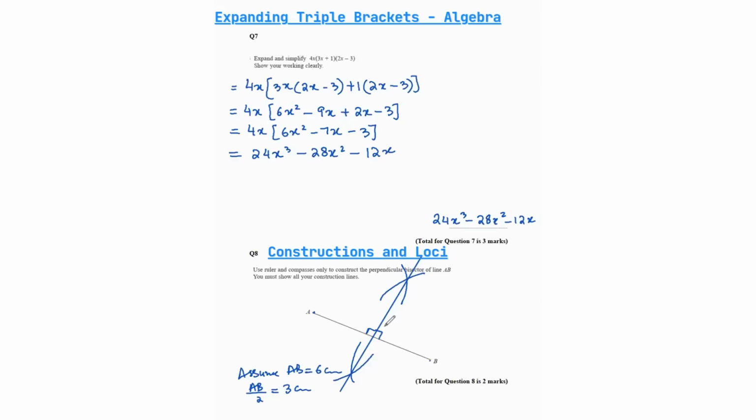To check if it's correct, you will measure your distance from point A to this line and from point B to this line. Both these distances will be 3 centimeters. If it's not 3 centimeters, that means you did something wrong, so you'll have to construct your perpendicular bisector again. So this is how you construct your perpendicular bisector.